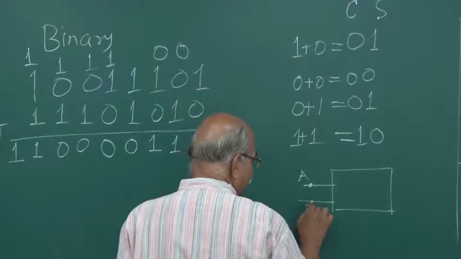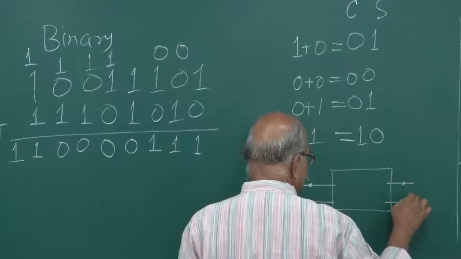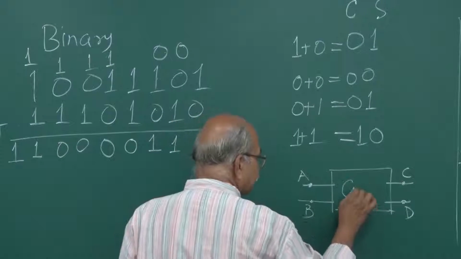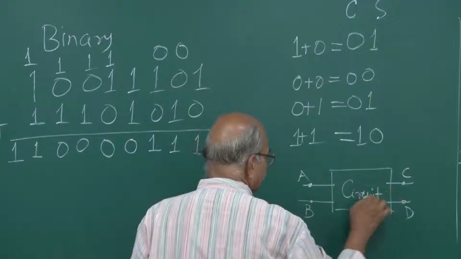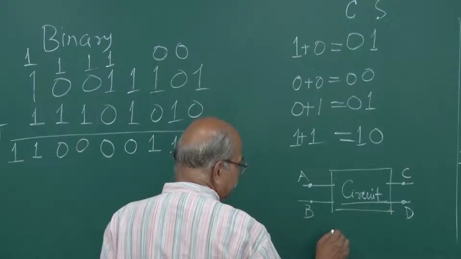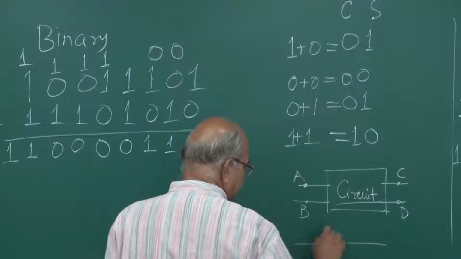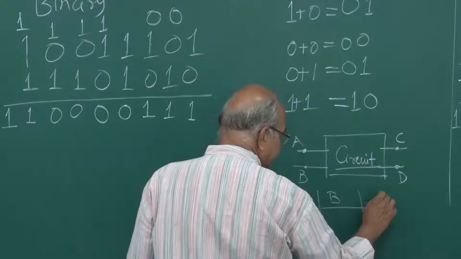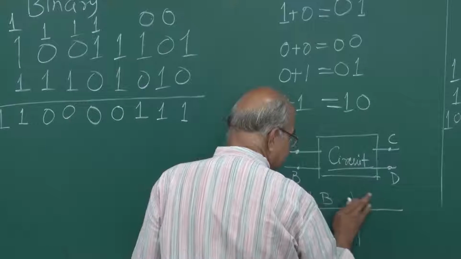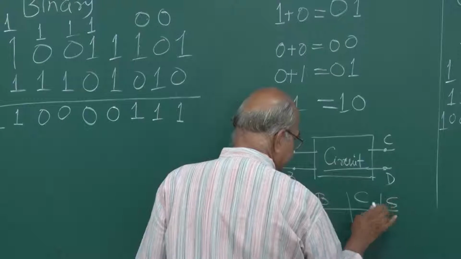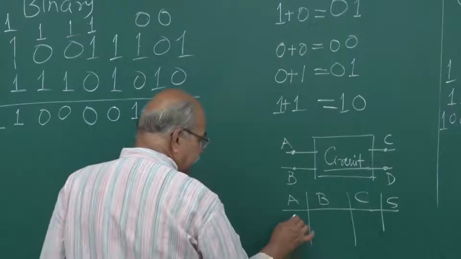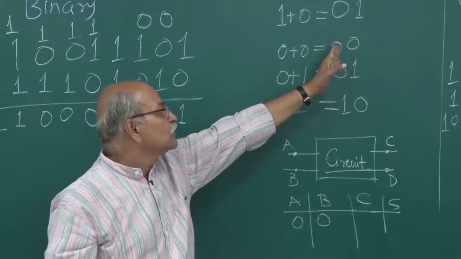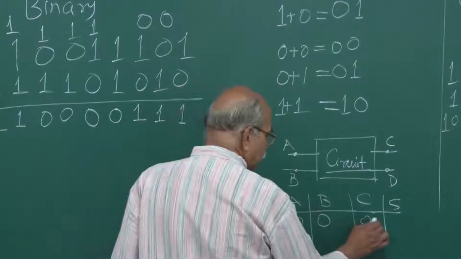And I have two outputs which I can call C and D, and then this is some kind of a digital circuit. The circuit should be such that if I write A here, B here, and C here and S here. Okay. So if this is 0 0, I should get 0 carry and 0 sum. So it should be 0 and 0.